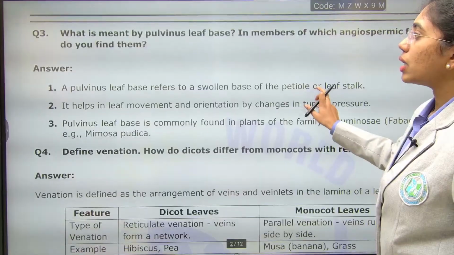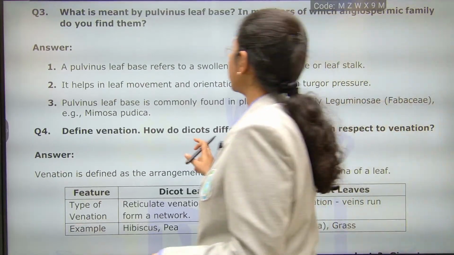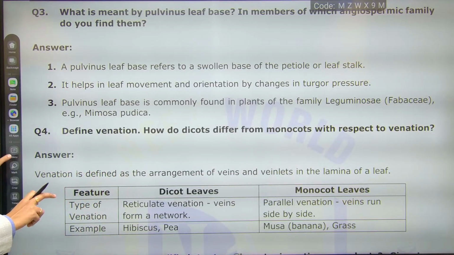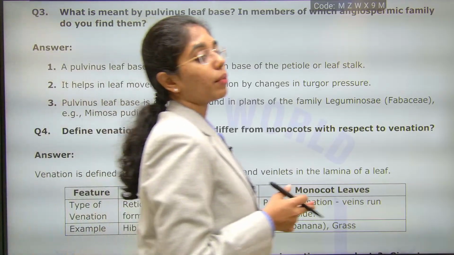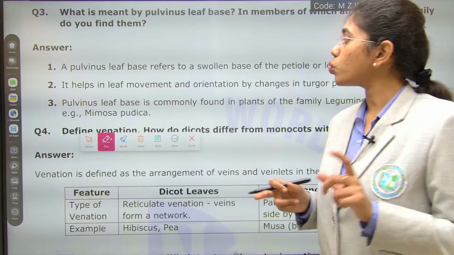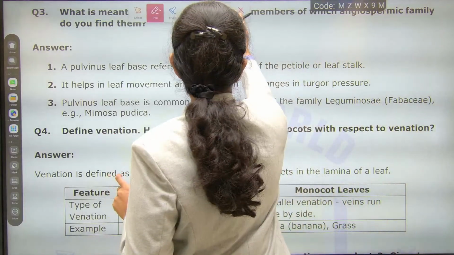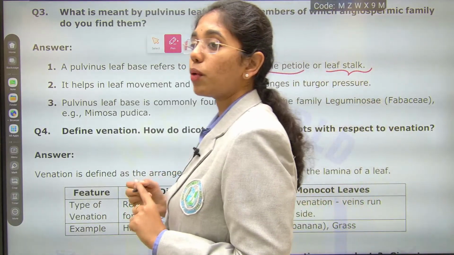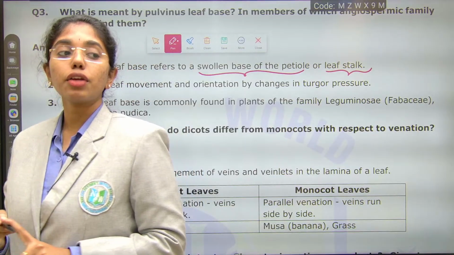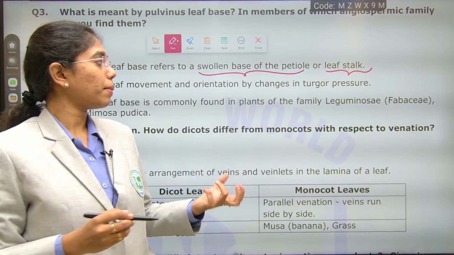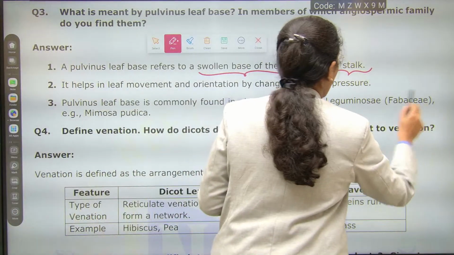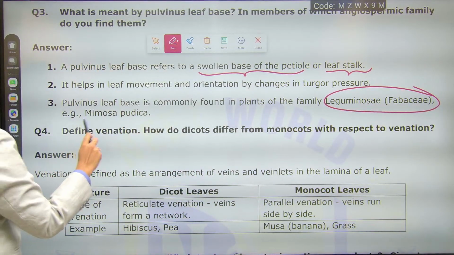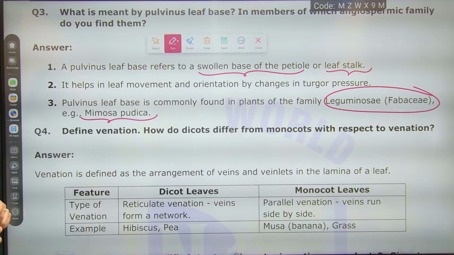Then what is meant by pulvinous leaf base, and in the members of which angiospermic family do you find them? Pulvinous leaf base is the swollen base of the petiole or leaf stalk. Pulvinous leaf base is identified in what family? Leguminosae or Fabaceae family. An example you can observe is Mimosa pudica.